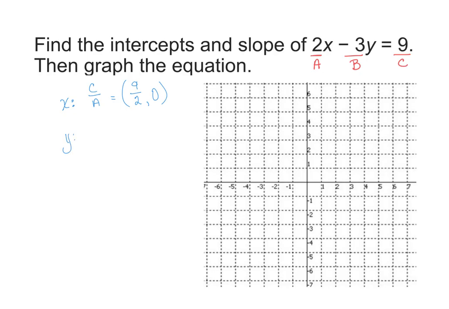Your y-intercept is going to be c over the number in front of your y. And so in this case, it's going to be 9 over negative 3. You do want to reduce that. So this is going to be 0, negative 3. And then your slope is simply going to be negative a over b. So in this case, your slope is negative 2 over negative 3. And of course, again, you want to simplify that as well.